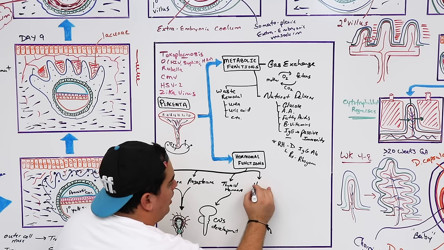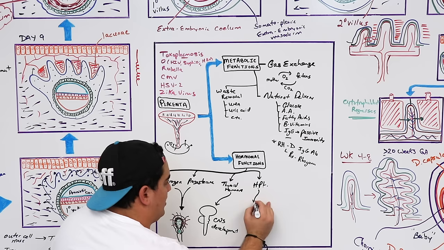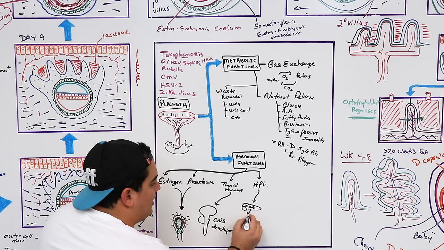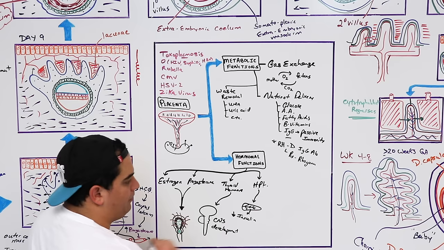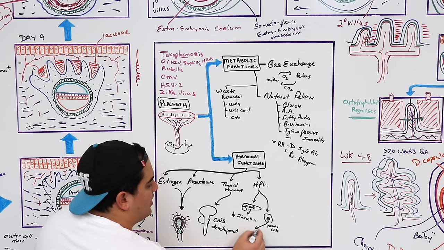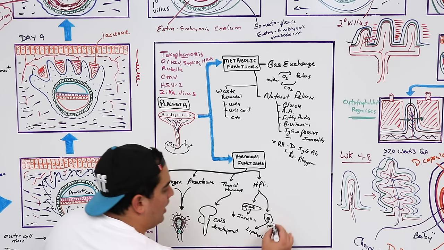Human placental lactogen. What human placental lactogen does is a couple of things. It basically decreases insulin sensitivity, right? So it alters the insulin release from the pancreas. It's also going to act on the mother's cells, and it's going to do a couple of things. One is it's going to promote lipolysis, which is going to give a lot of fatty acids for the baby. It's also going to promote gluconeogenesis.